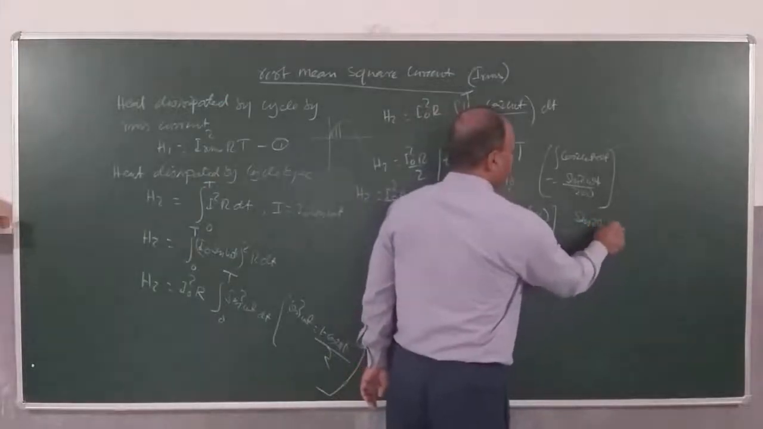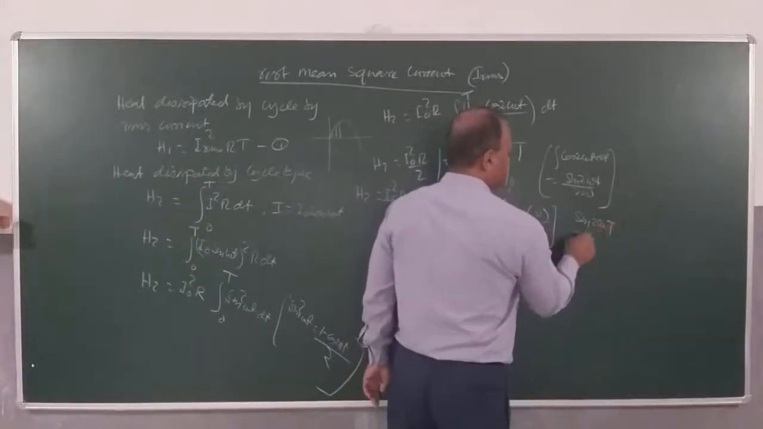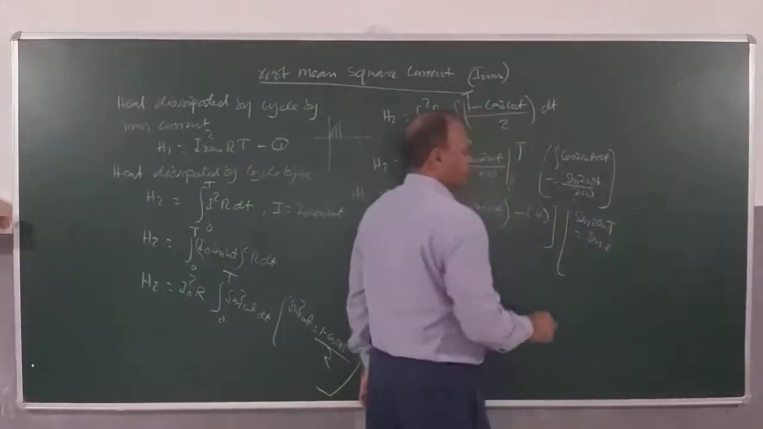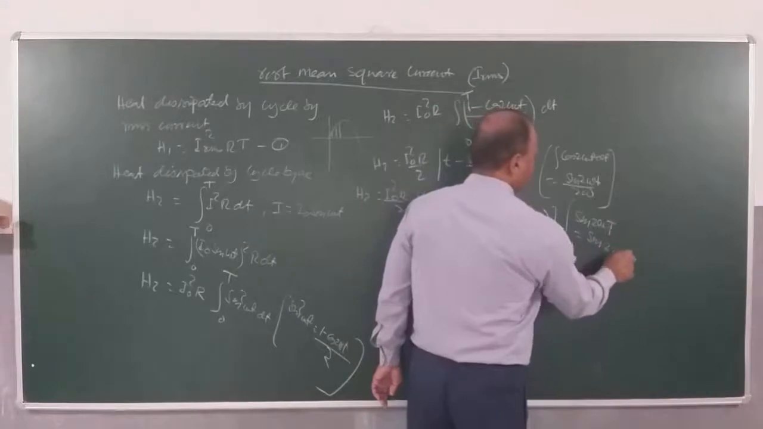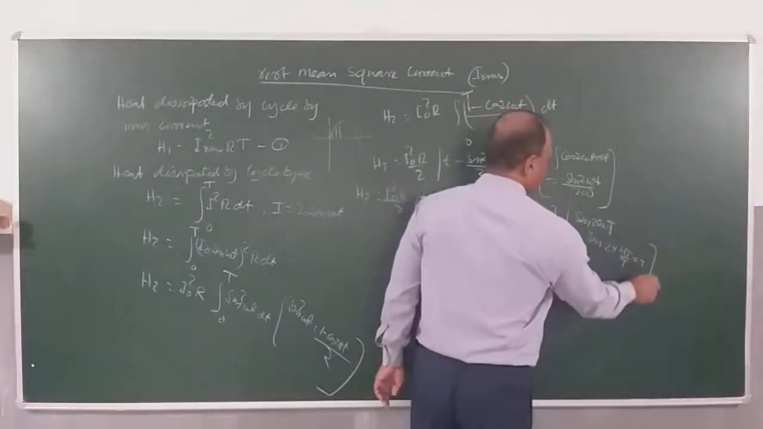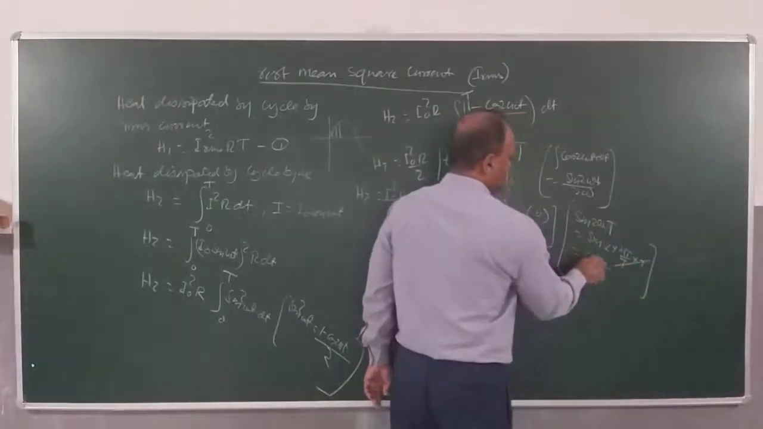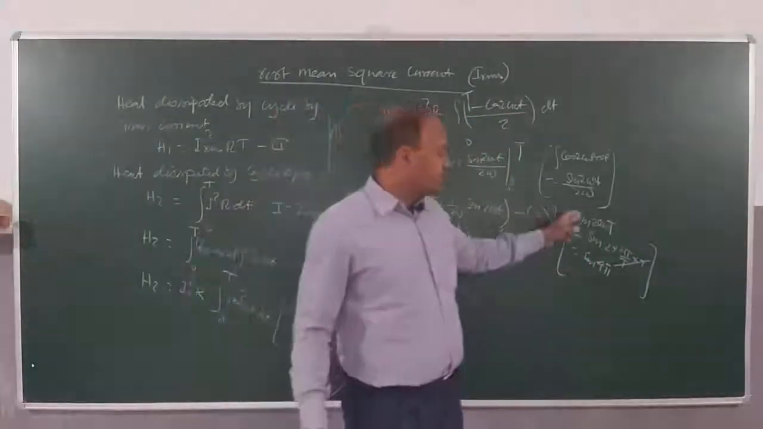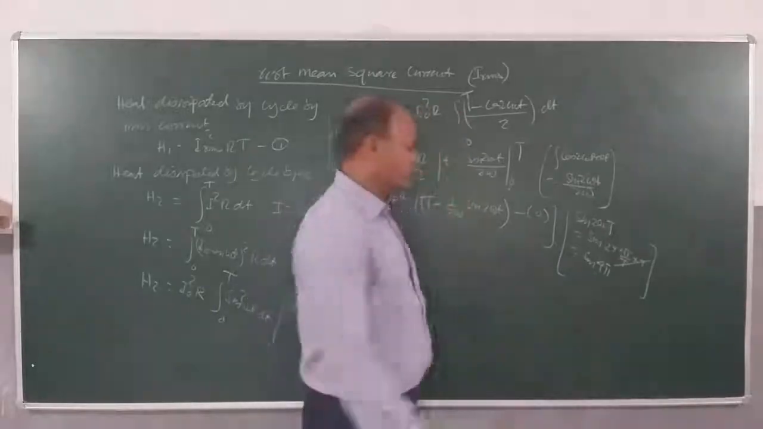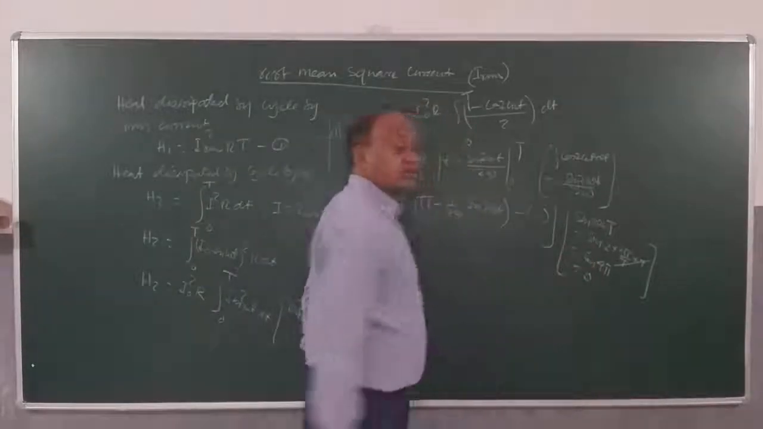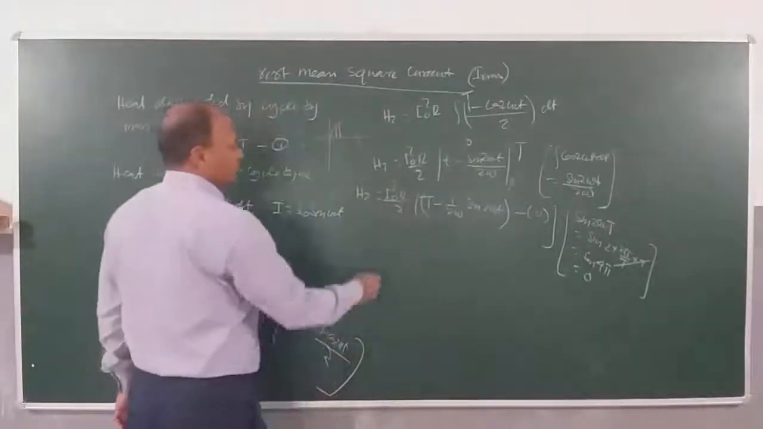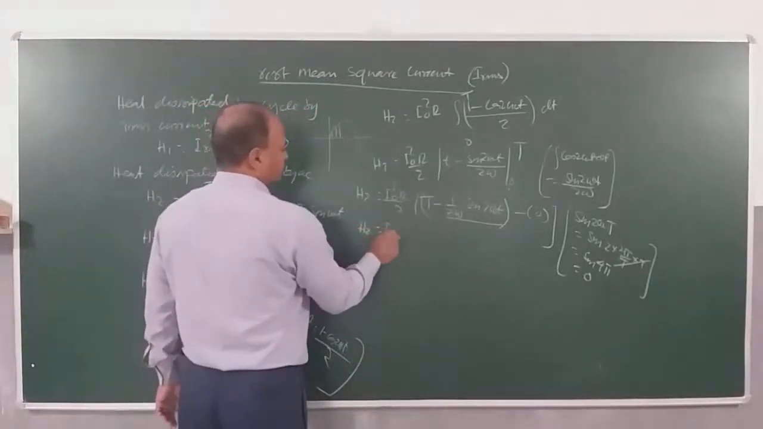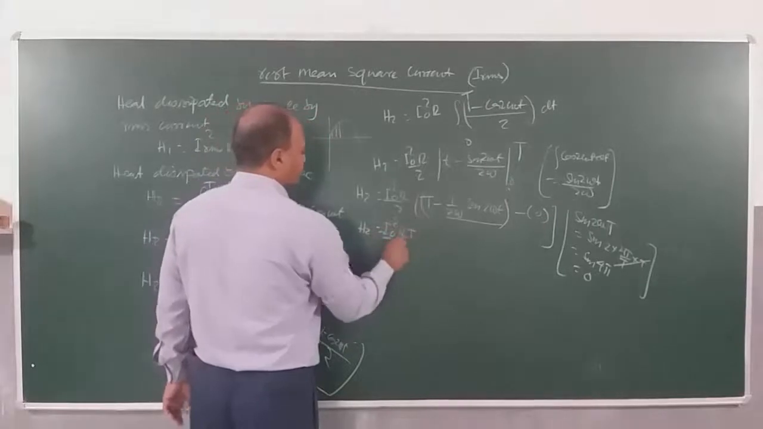Sine 2 omega T will be, children, capital T is sine 2 omega, which is 2 pi by time period into T, the time periods cancel out, sine 4 pi. So you can remember, children, that sine 2 omega T is equal to sine 4 pi, and sine 4 pi is how much? 0. So this part has also become 0. So H2 will become I naught square R T by 2.